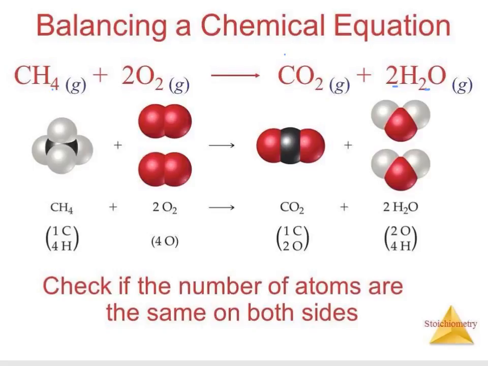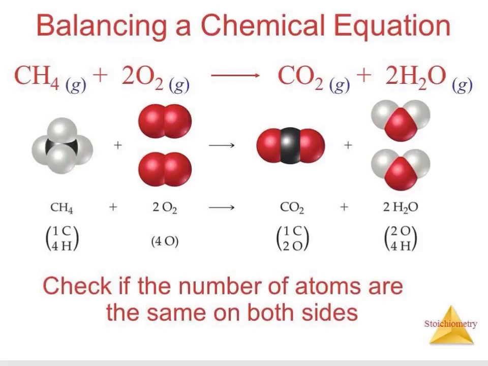For the case of oxygen, we have 2 as a coefficient and 2 as a subscript, that gives you 4. And on the product side, we have oxygen here, which is 2, and we also have oxygen atom on this side, also 2. So 2 plus 2 gives you 4, and by adding coefficients earlier, we come up with a balanced chemical equation satisfying the law of conservation of mass in chemical reactions.